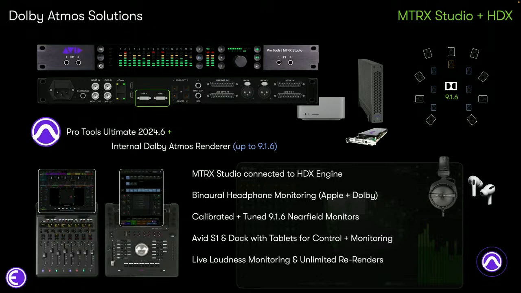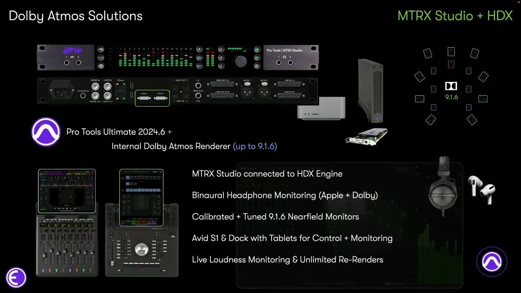So using an HDX system allows you to take the full capabilities of Pro Tools using Pro Tools Ultimate, and you're able to use the internal Dolby Atmos renderer to mix 9.1.6. And this 9.1.6 format is a new update in 2024.6 that allows you to take control of the full capabilities of Dolby Atmos. So here we have a Matrix Studio connected to an HDX card. We can see a Mac Studio here as our host computer.